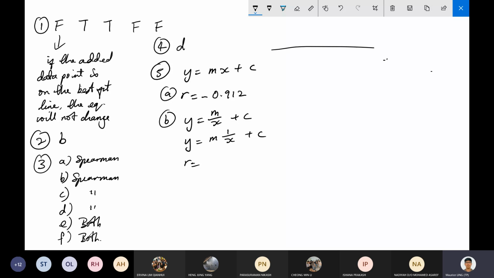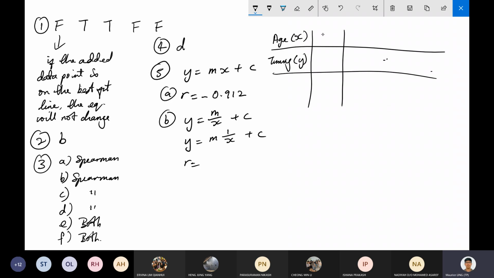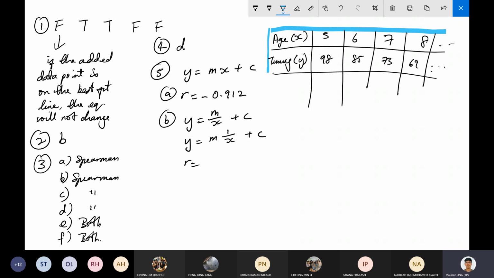So what we have is this data set. Originally we have age, which is the X variable, and timing, which is the Y variable. So let's say this is 5, or let me just do a few: 5, 6, 7, 8, and so on. Here is 98, 85, 73, 69, and so on. So for part A, I'm actually taking these values and using them as X and Y values for here.